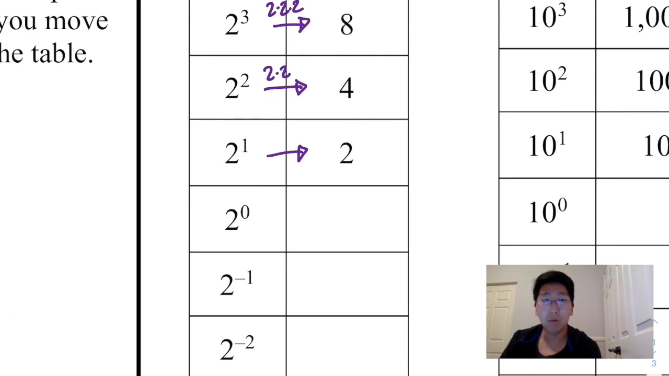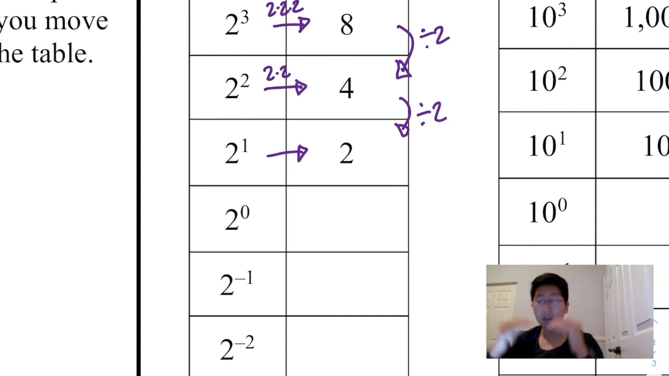This is nothing new, but what I want you to notice is what happens when you move down the table. So, when you go from 8 to 4, what are we doing here? What is happening from 8 to the third power to 8 to the second power? We are actually going to be dividing by 2. And here we're going to be dividing by 2, and notice that 2 is the base. So we're going to be dividing by 2 each time we go down one of the powers.